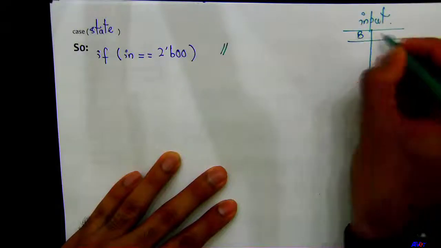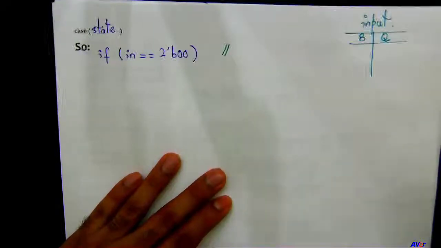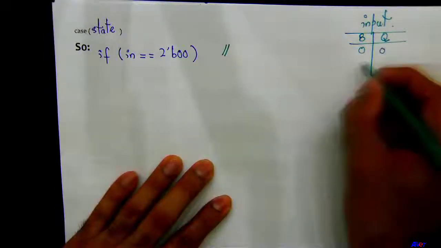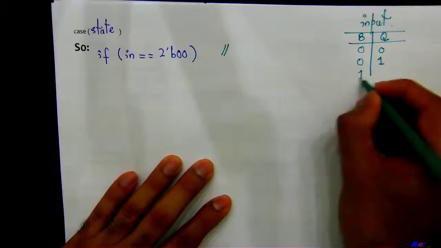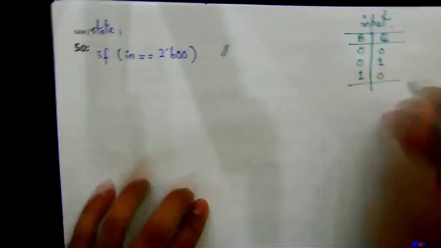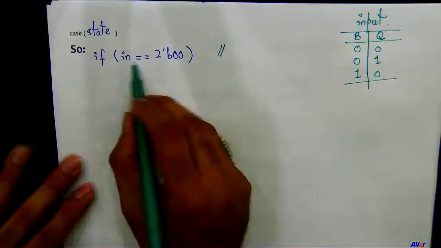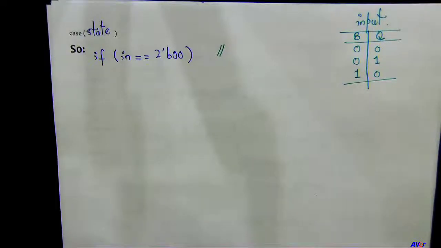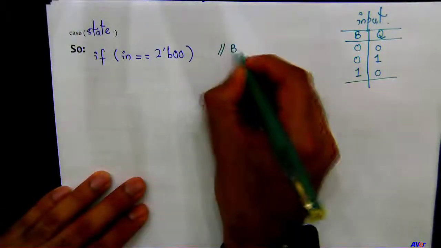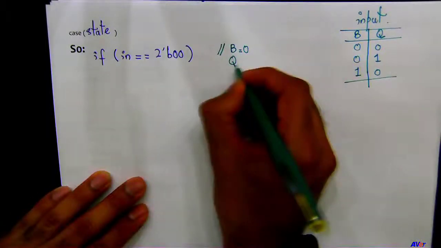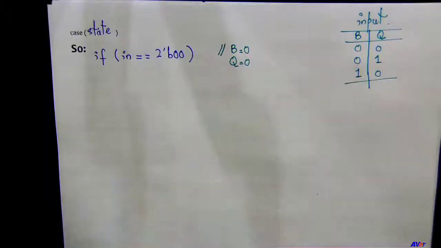Bill and quarter, right? And we have 0, 0, it could be 0, 1, or it could be 1, 0, correct? Right? 1, 1, we're not doing it, we just consider it as a don't care. Okay, here, if input equals 2 bits, which are both set to 0, 0, which means bill is 0 and quarter is 0. So, what should be the next state?